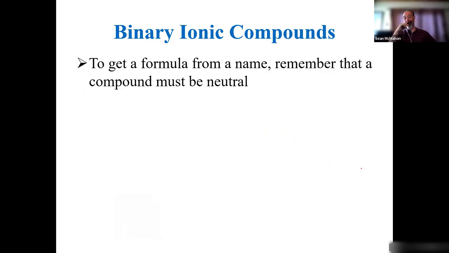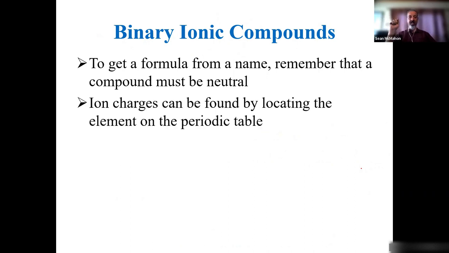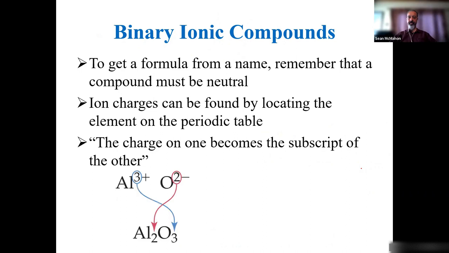What's harder is going from the name to the formula. When I see the formula, I can name it. It's a lot harder doing the opposite. So what you have to do is look at the periodic table once you see the name, find the elements, and see what group they're in to determine their charge. Okay, so aluminum's a 3+, oxygen is a 2-.